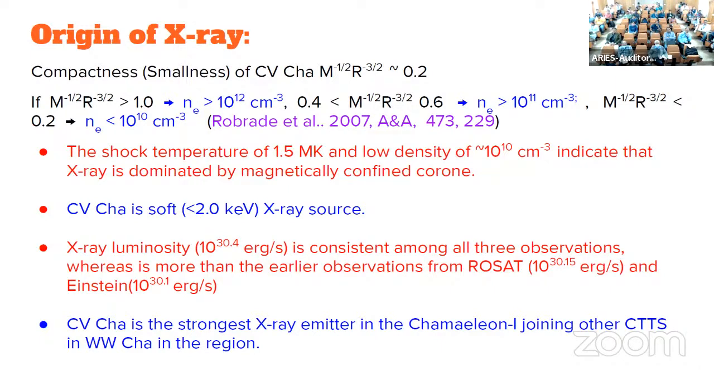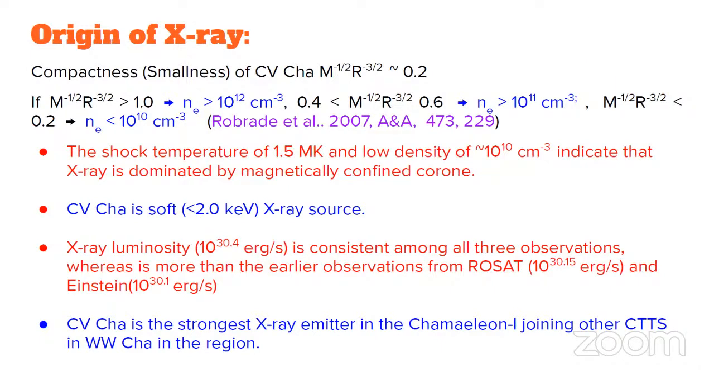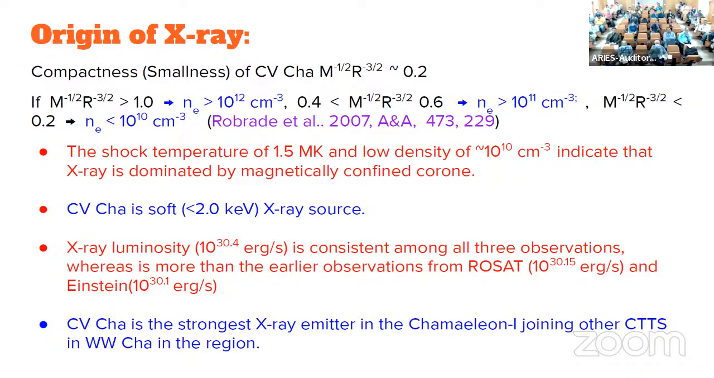So the soft temperature of 1.5 million K and low density indicate that the X-ray is dominated by a magnetically confined corona rather than the accretion. As I mentioned, CBH has a soft X-ray source and is X-ray luminous, at minimum -3.4. It was found to be more luminous than the previous observation.